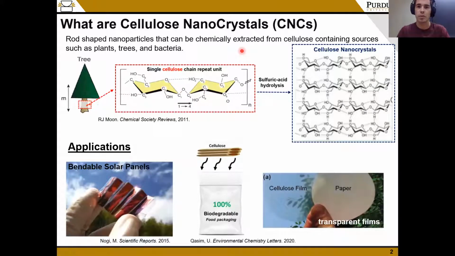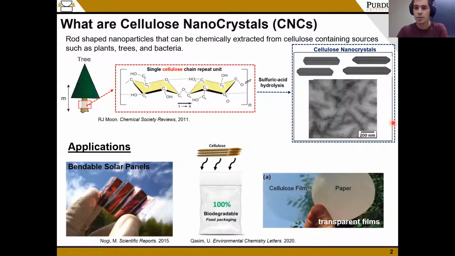Well, they're rod-shaped nanoparticles that can be chemically extracted from cellulose, namely trees, but also plants and bacteria. What we can do is take a chunk of wood, delignify it, remove the lignin, which leaves us with this single cellulose chain unit. Then we can treat it with sulfuric acid, and that'll make all of these chains want to stick together into a big rigid crystal. And here's an example of these in the scanning electron microscope. You can see that they're very long and not very wide.